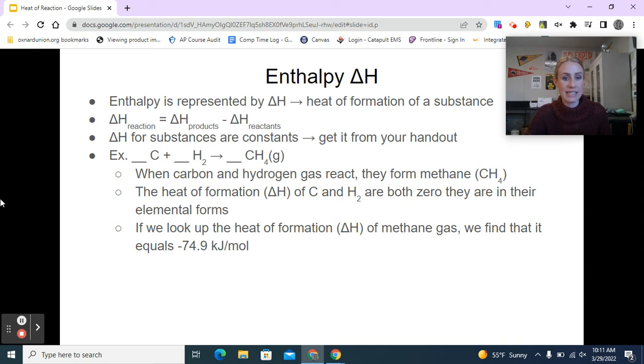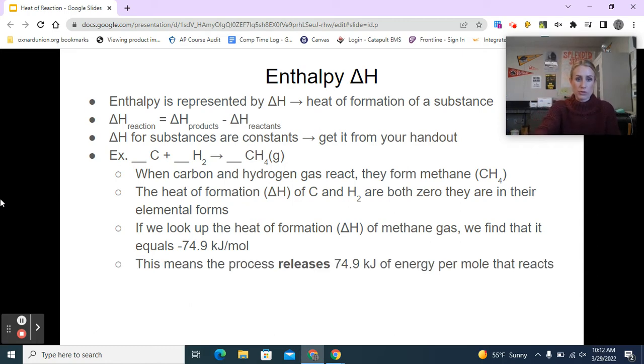It's releasing that heat. So if I'm going to find the delta H for this reaction, it would be the delta H of the products, which in this case is just methane, so negative 74.9 kilojoules, minus the delta H of the reactants, which is both 0. So the total delta H for the reaction is going to be negative 74.9 kilojoules per mole. So this means that this reaction releases 74.9 kilojoules of energy per mole that reacts.